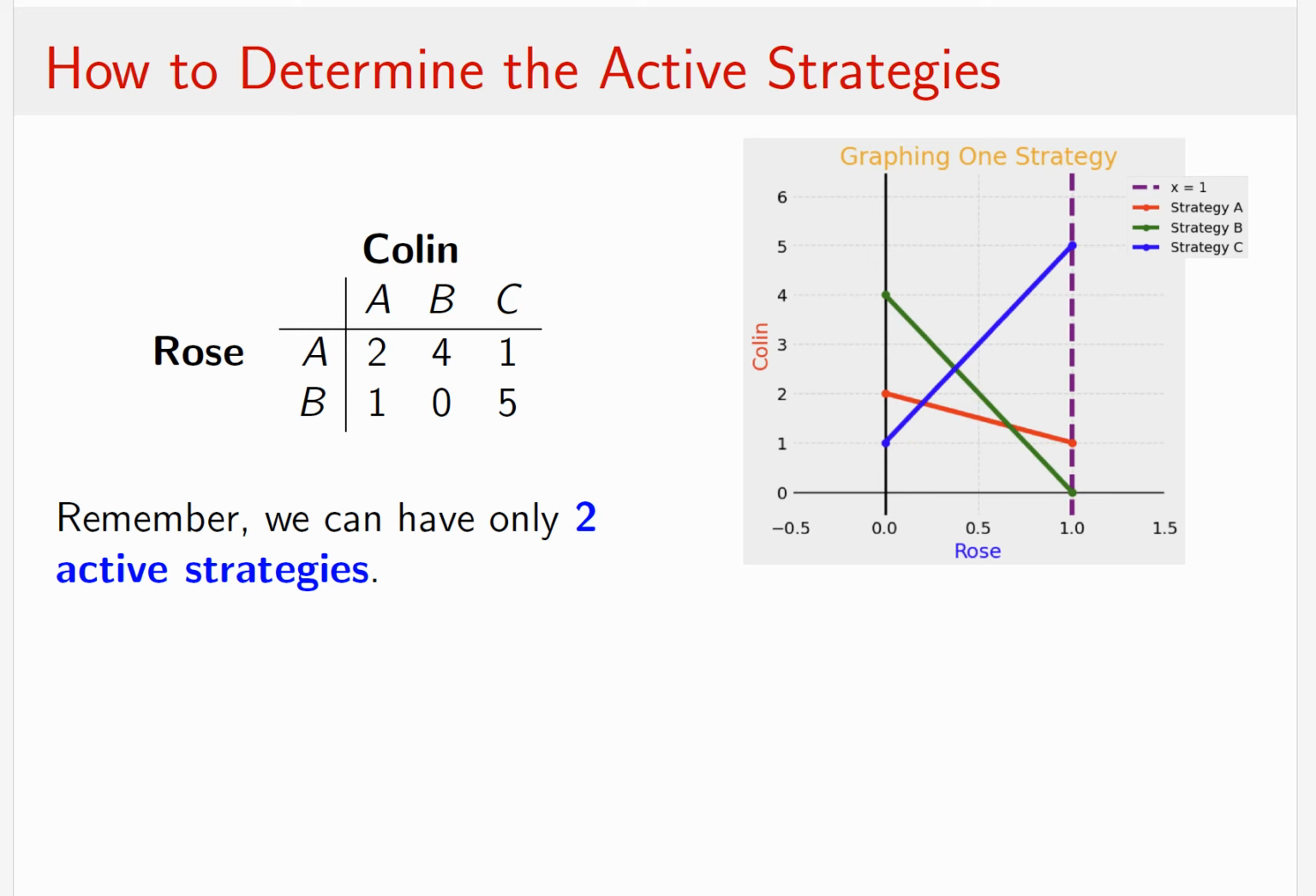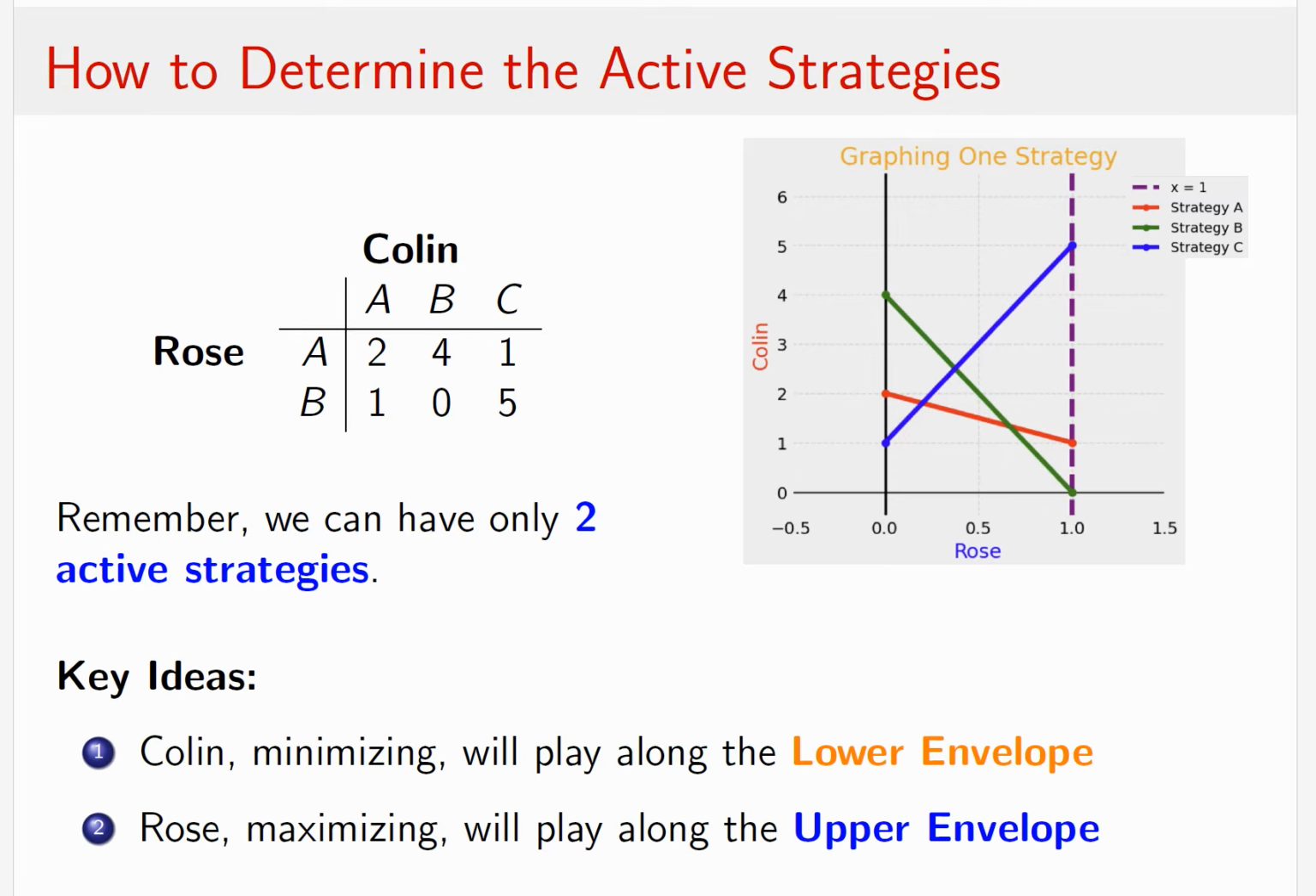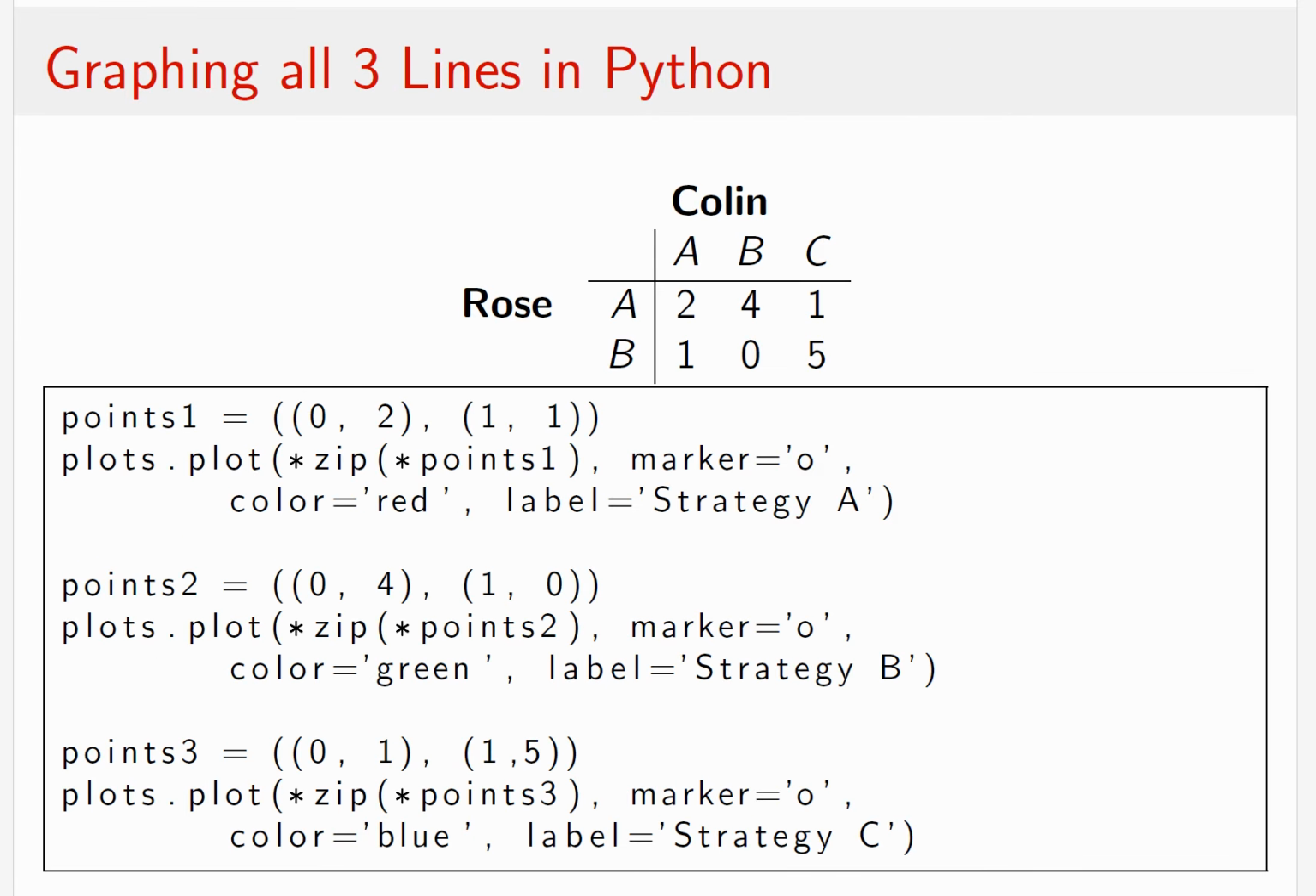That's what they're going to attempt to do. All right. And again, here we have Colin minimizing, so we're playing along the lower envelope. So what are we going to do? We are going to graph this first of all.